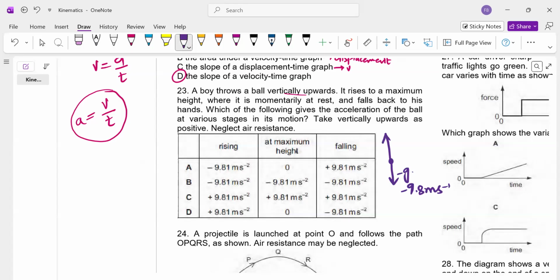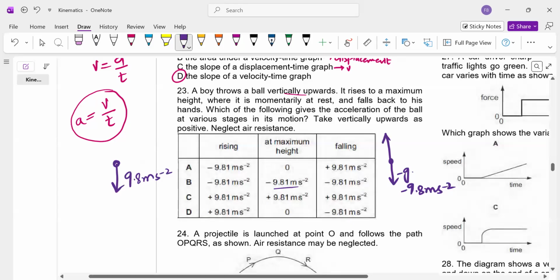And when it is at the maximum height, it has 9.81 meter per second square, and that is also negative because the weight is acting downward. And when it falls down, again, it will be minus 9.81 meter per second square. This we have done when we were discussing the different graphs.